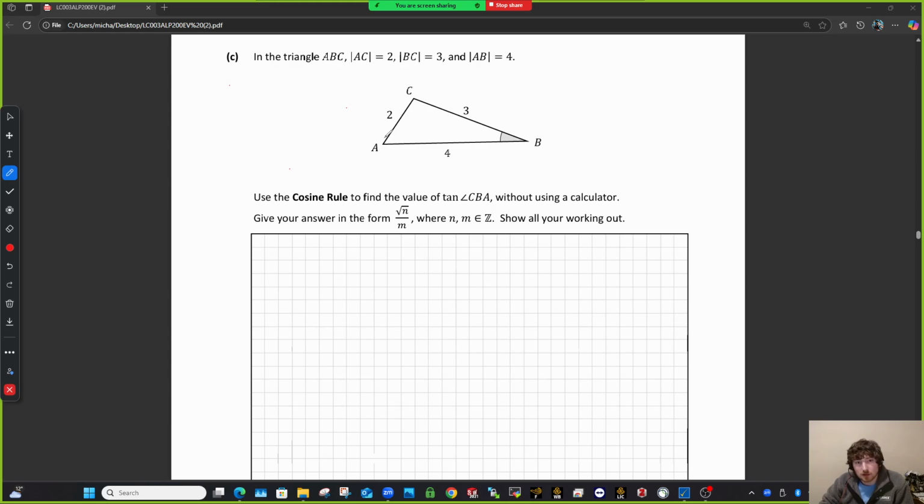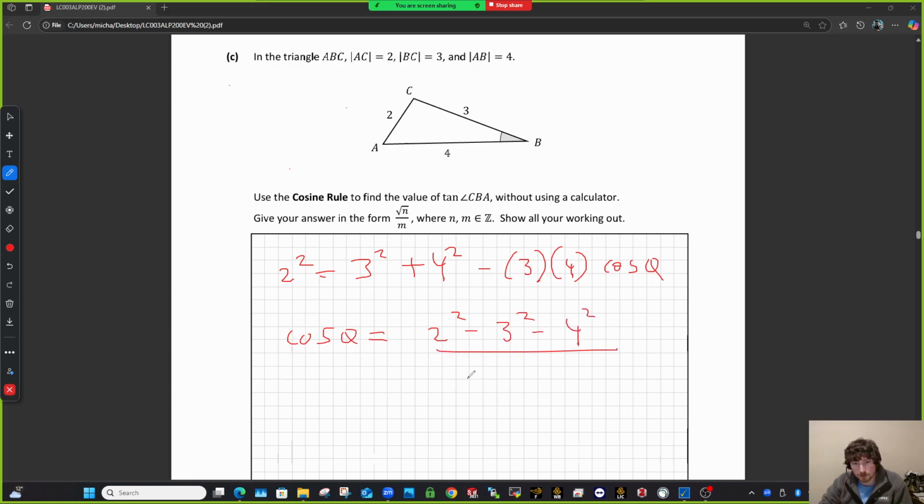So you want to apply the cosine rule. So a bit like 2 squared equals 3 squared plus 4 squared minus 2bc cos, and we'll call this theta, cos theta. And then you move this around to get the cos theta on its own. So this is where I actually began the question from. So it's 2 squared minus 3 squared minus 4 squared over, I forgot a 2 here, minus 2 times 3 times 4.